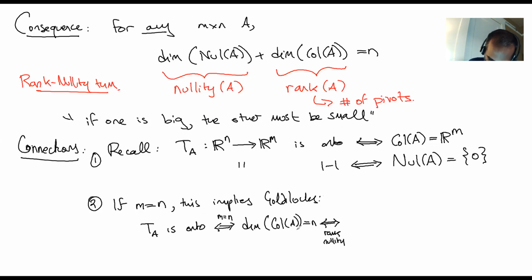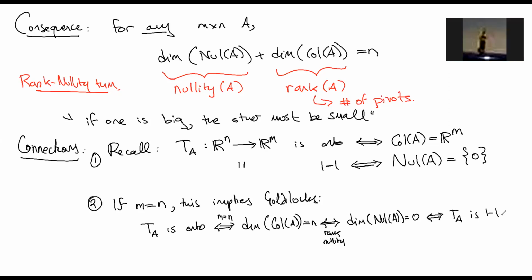This is true if and only if the dimension of the null space is equal to 0, right? Because they have to add up to n. But then this is true if and only if TA is one-to-one. So this rank nullity theorem, you can see it as a generalization of this Goldilocks phenomenon to all general matrices. It said if one is big, then the other has to be small.